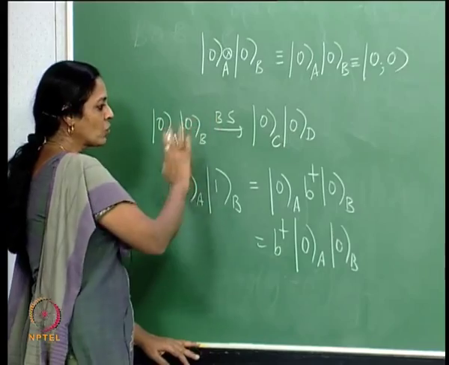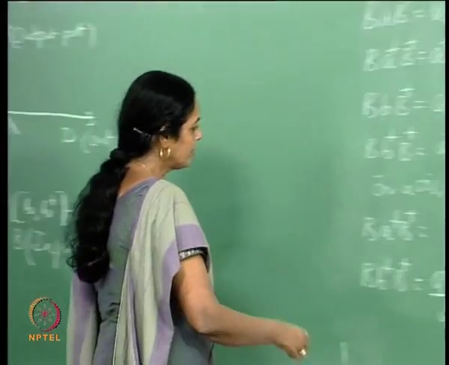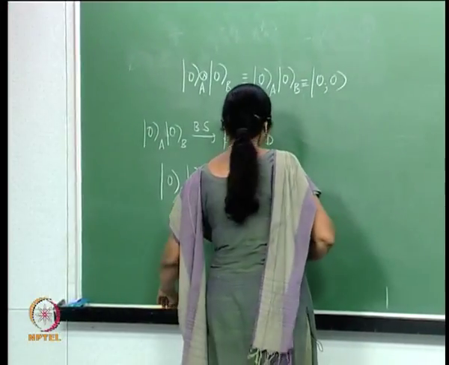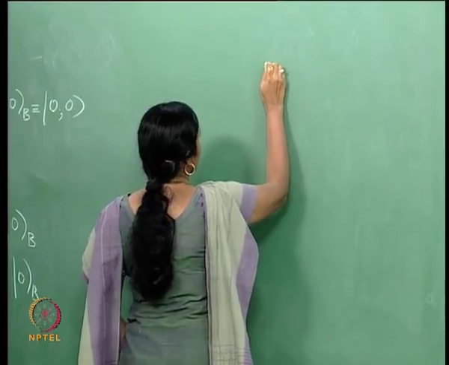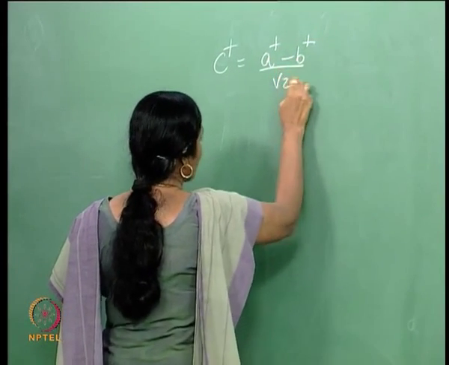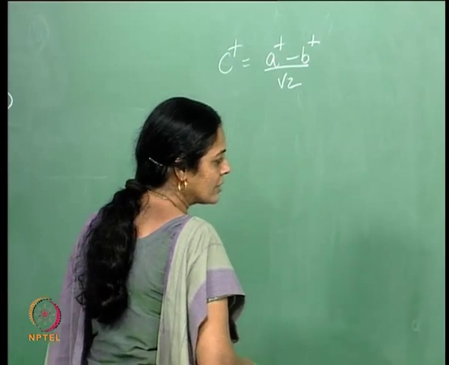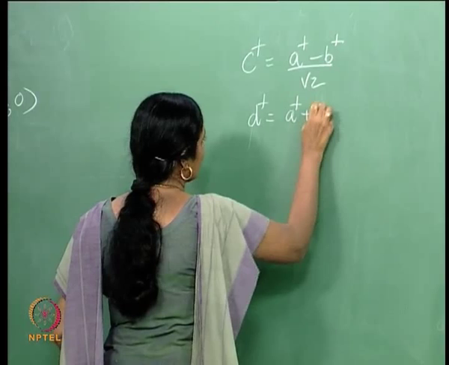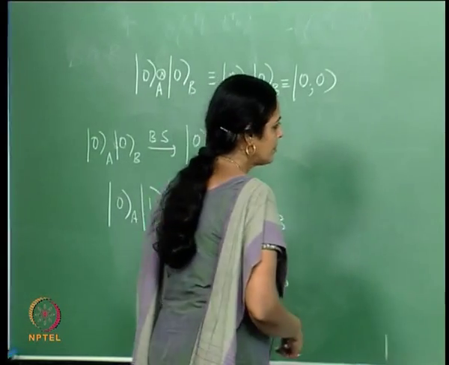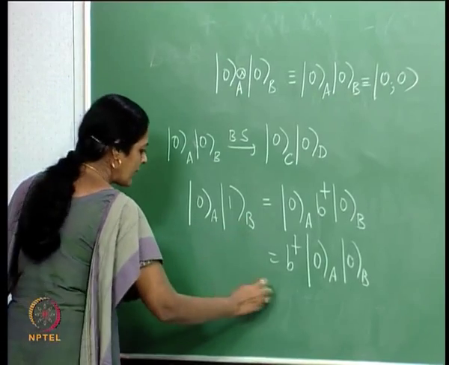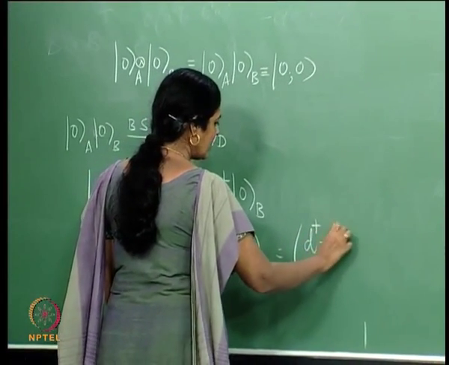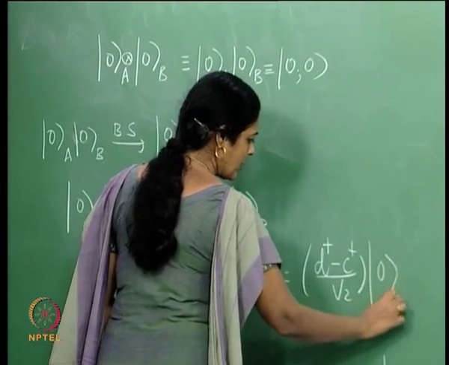That is what happens if you send nothing through the beam splitter. I can solve for B dagger and A dagger from these equations, and then I can put in the expression for B dagger there. So, I have C dagger is A dagger minus B dagger by root 2, and D dagger is A dagger plus B dagger by root 2. So, I can substitute for B dagger and get my answer here. And therefore, I have this object to be given by D dagger minus C dagger by root 2, 0 C, 0 D.